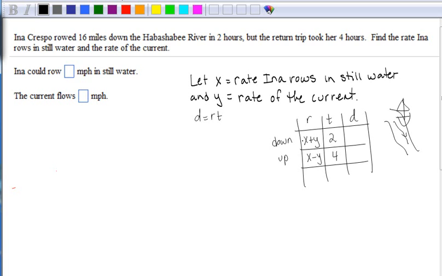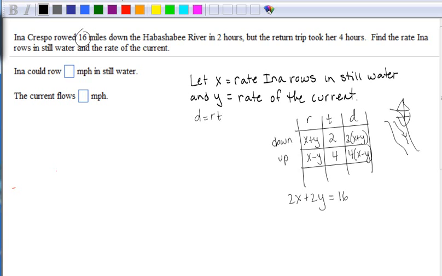Now we can get these distances by multiplying, and don't forget to use the distributive property here, so I'll put it in parentheses to show you that we have to multiply those whole things. And now we are done with the chart. So now we're going to look for two equations. The first equation, I know the distance down is 16 miles. So here's an expression for the distance down. If I take 2x plus 2y, that would equal 16, multiplying those out.